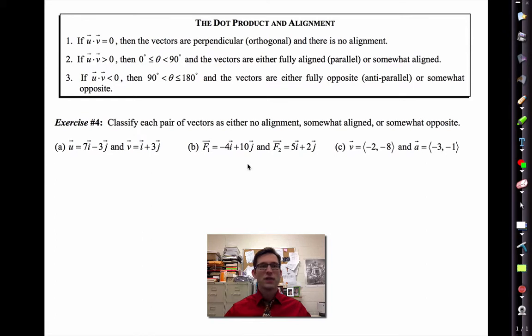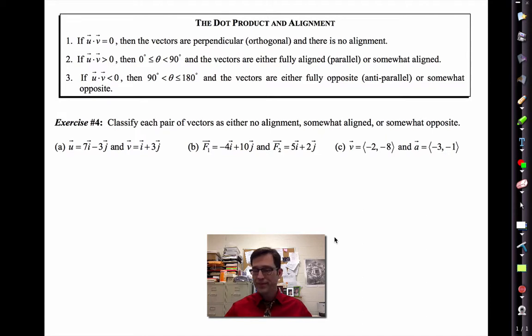All right, so let's go back and take a look at exercise 4. Exercise 4 says classify each pair of vectors as either no alignment, somewhat aligned, or somewhat opposite. So see if you can use that test above to evaluate each one of their relationships with one another.